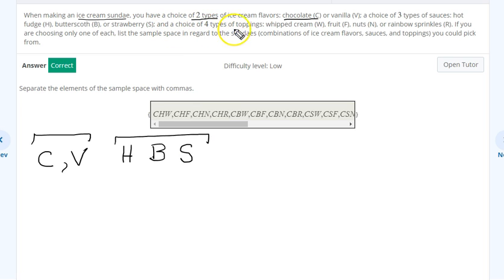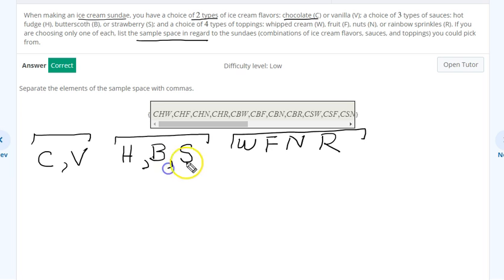And you have 4 types of topping. So in this area, we'll have 4 things. Whipped cream for a W, one of my favorites also. Fruit, nuts, and rainbow sprinkles, which we'll call R. Now, fortunately, we have all different letters. Now, what they're asking is, what is your sample space? Now here, this is just tedious.